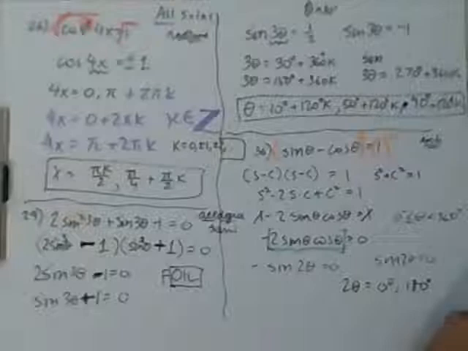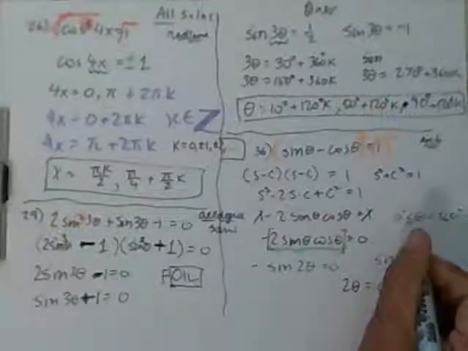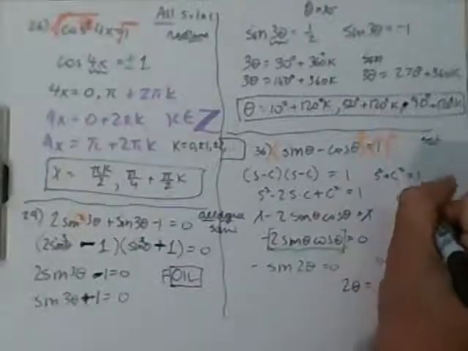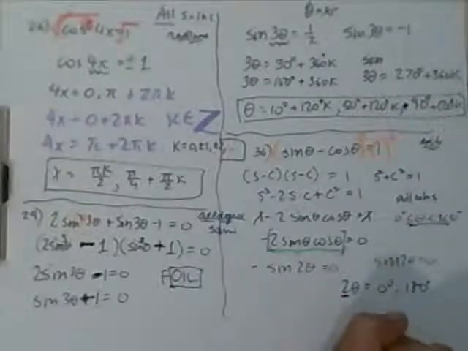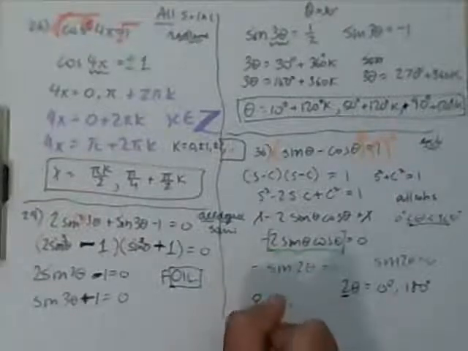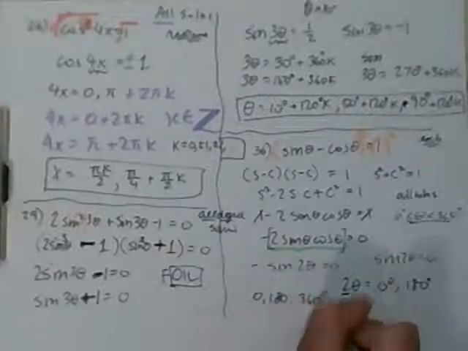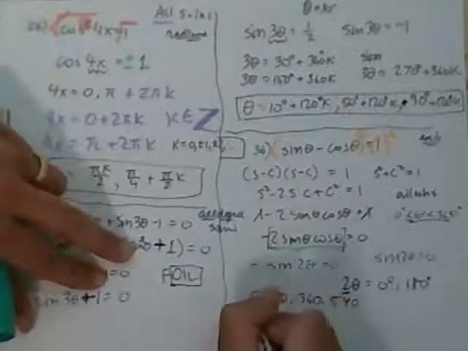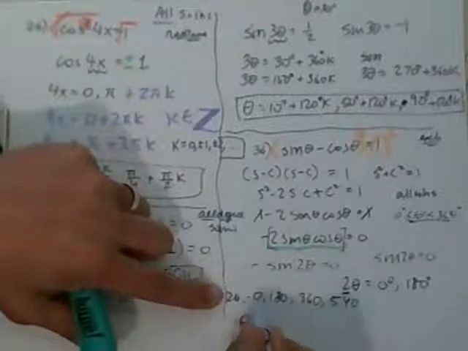Let's read the question one time. Number 36, it says find all solutions between this restriction. This 2, that means you have to do 2 rounds. 0, 180. I add 360 to this, it becomes 360. I add 360 to this, that becomes 540. And that's equal to 2 theta. Solving for theta, divide by 2.